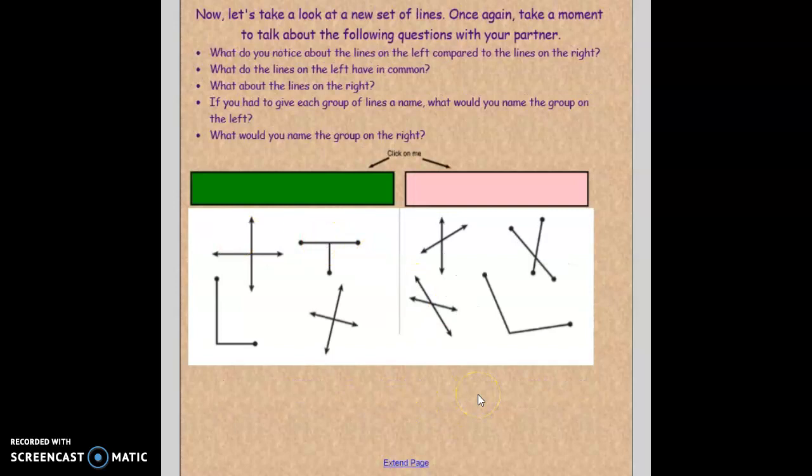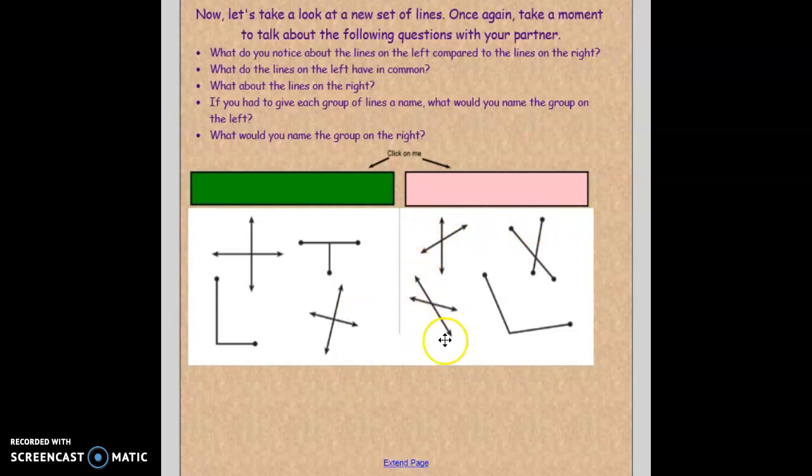Okay, two white boxes again. Take a look at these two boxes and tell me what you notice differently about these two. Let's start on the left-hand side here. Look at these lines. There's line segments, lines, and lines. All of them have something in common.